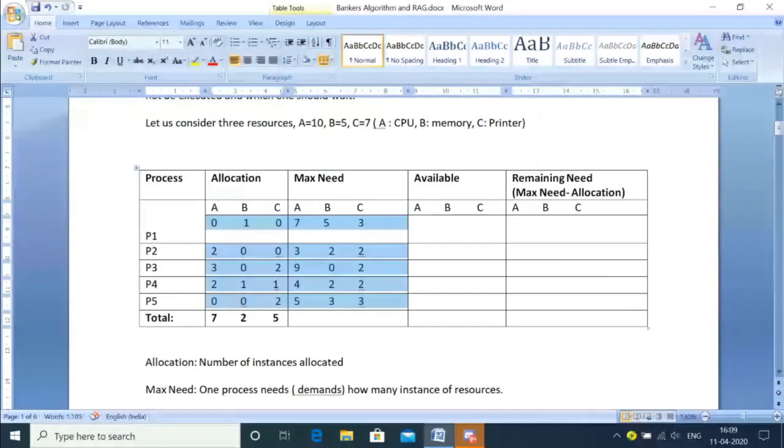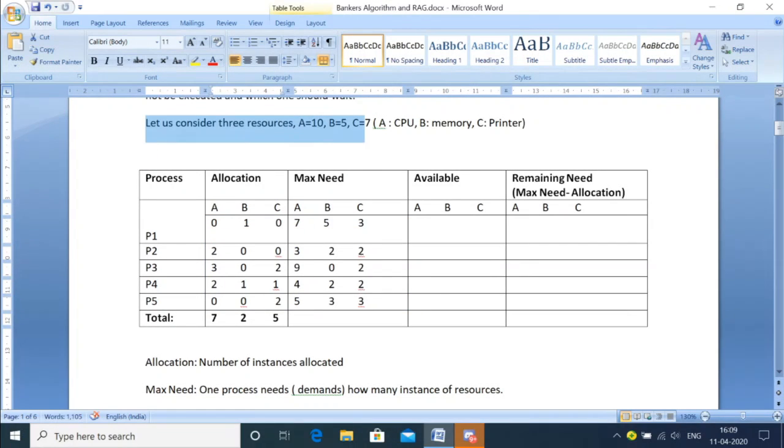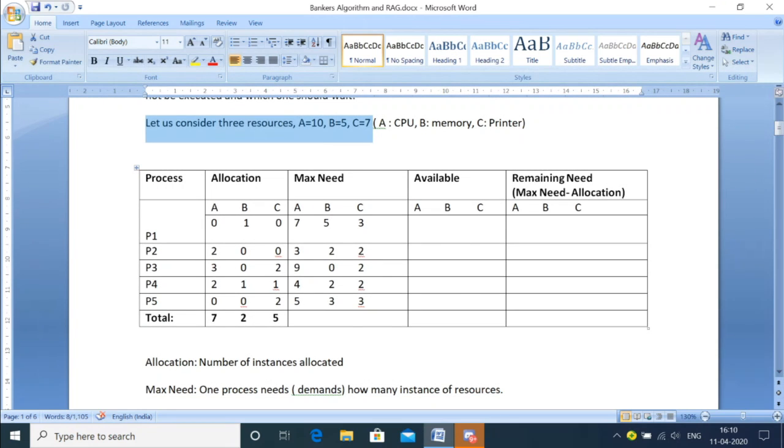How many processes there are will be given to you, and the total instances of each resource will be given to you. This section of the table, the allocation and maximum need, will also be given to you. Okay, so what you have to make is two more sections of the table: the availability of resources and the remaining need.